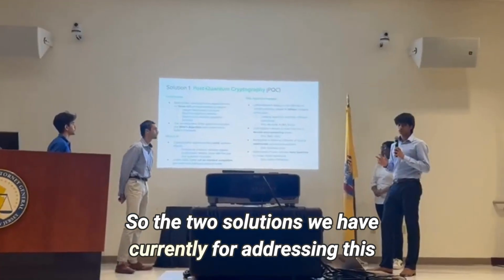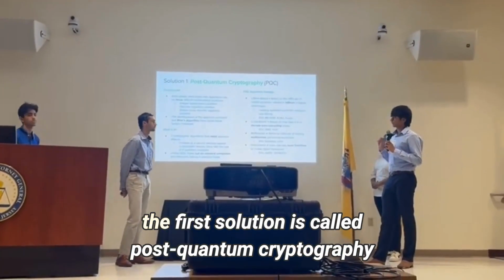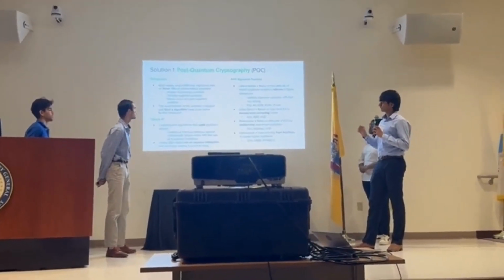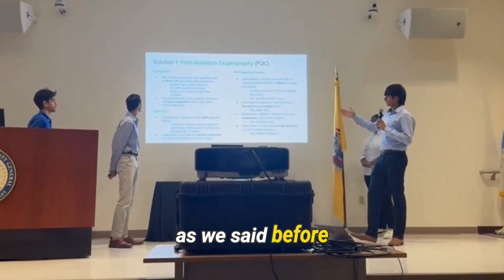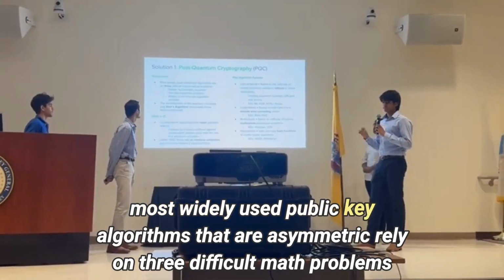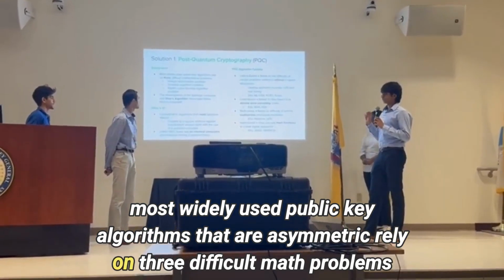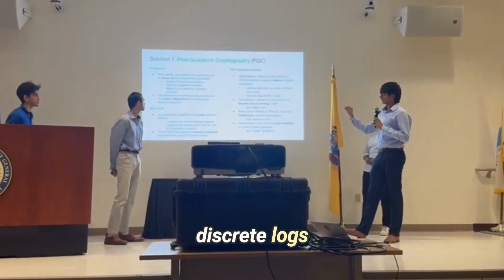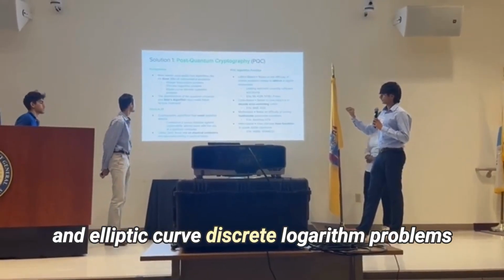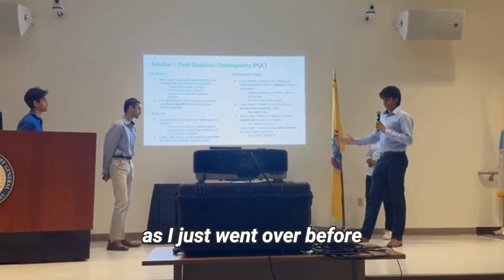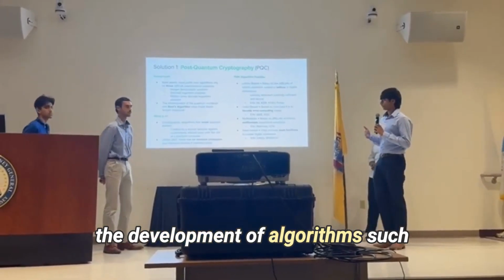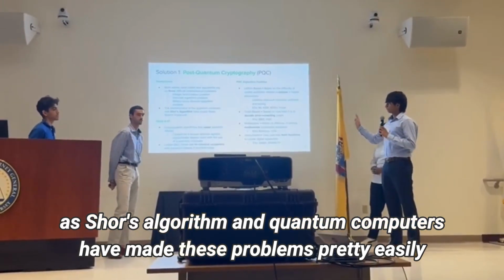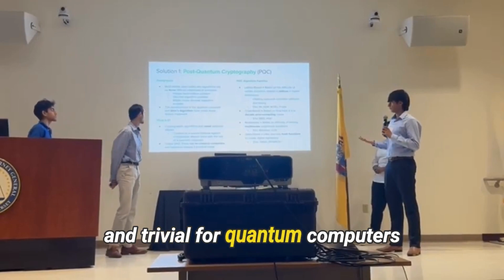So the two solutions we have currently for addressing this, the first solution is called Post-Quantum Cryptography, or PQC. The background is, like we said before, most widely used public key algorithms that are asymmetric rely on three difficult math problems. The three are integer factorization, discrete logs, and elliptic curve discrete logarithm problems. But the issue is, as I explained before, the development of algorithms such as Shor's algorithm and quantum computers make these problems pretty easy and trivial for quantum computers.